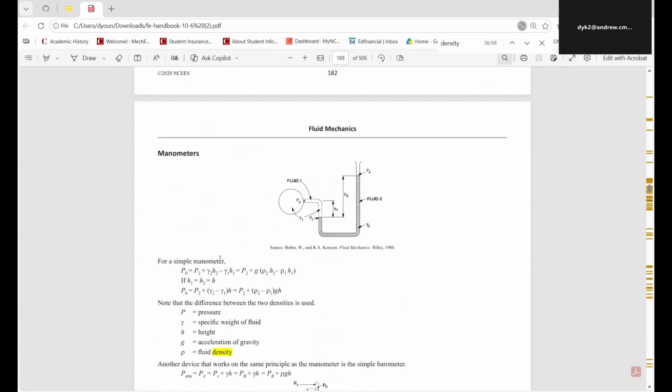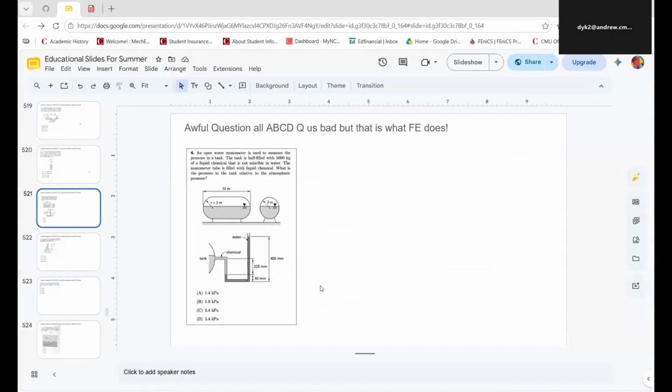But they give you a simple manometer. They give you the equation over here, which is wonderful. Thank you. And they give you what P1, P2 and P0 are. It's wonderful. Why not use it? All right. Anyway, P0 is the tank, and P2, whatever, you get what I mean.